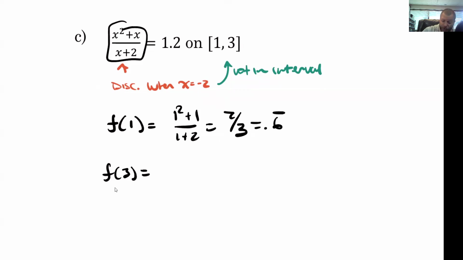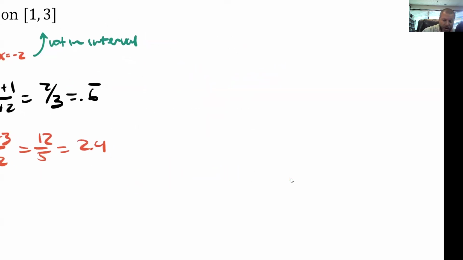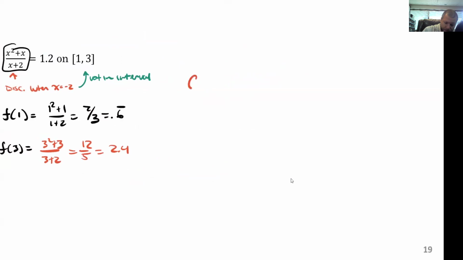So I'm hoping f of 3 is greater than it. So I'm going to get 3 squared plus 3 over 3 plus 2. That's going to be 9 plus 3, which is 12 over 5, which is 2.4. So 1.2 is between them. We've bracketed 1.2 between those values. So therefore, we know that IVT holds.